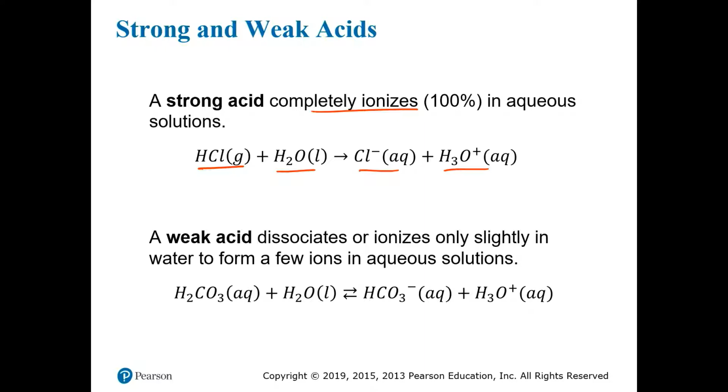A weak acid, on the other hand, only dissociates or ionizes partially when you put it into water. So carbonic acid, for example, can interact with water. It'll separate into bicarbonate ions, and then the hydrogen will form hydronium. But these ions can also reform back into the original carbonic acid molecule. This is an equilibrium reaction, indicated by these arrows here. And so as a result, once this dissociation process is complete and reaches equilibrium, you're going to have some of each of these species present in the solution.